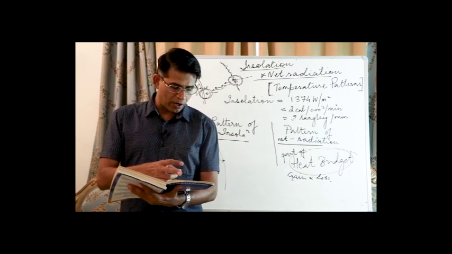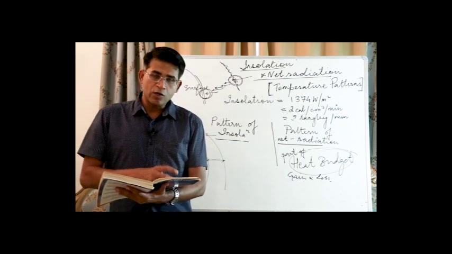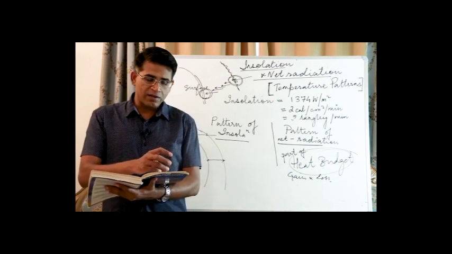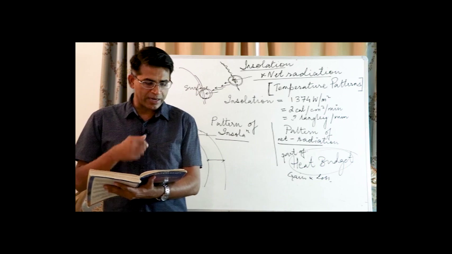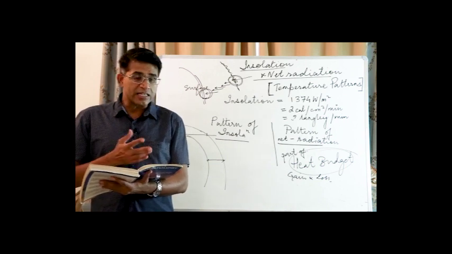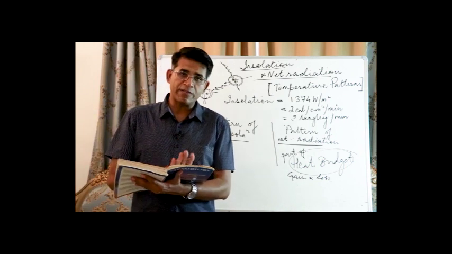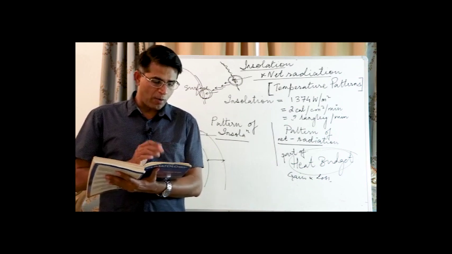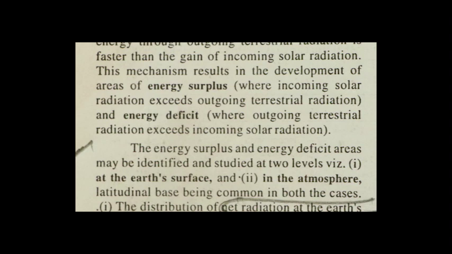Next page, first column, the two paragraphs. You can leave the first 5-6 lines or 10 lines approximately, where it says this mechanism. I repeat, page 50, first column. Look at the 5th line from top. It says this mechanism results in the development of areas of energy surplus and areas of energy deficit.